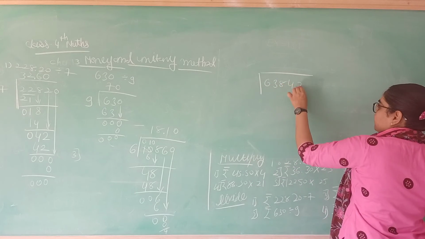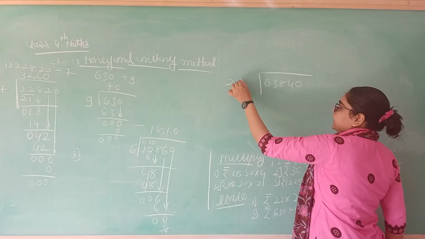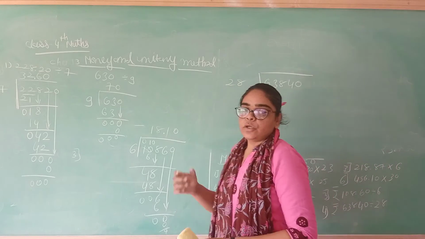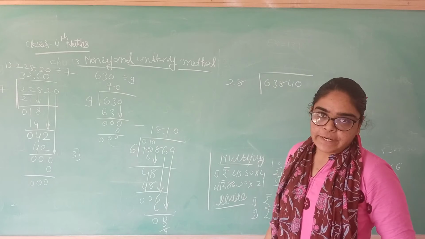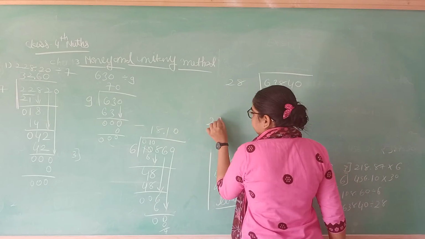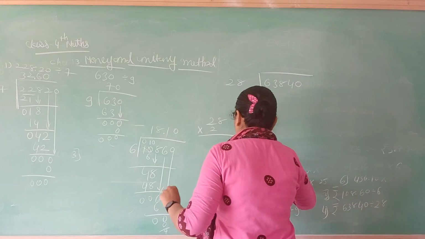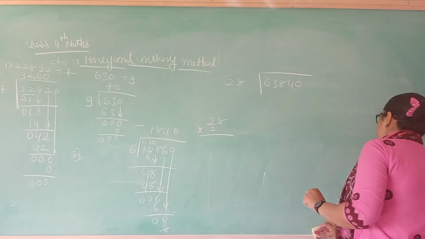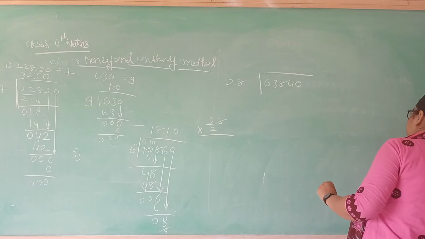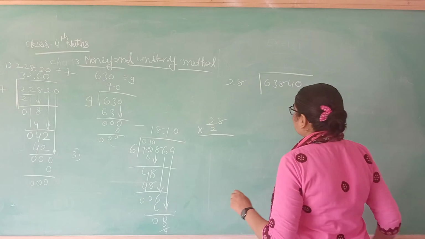638.40. So remove the decimal point and divide by 28. My dear students, you don't know what is the table of 28. Then what do we do? Multiplication. With the help of multiplication we solve this sum. Okay. 28 twos are how many? 28 threes are how many? 28 fours are, right?